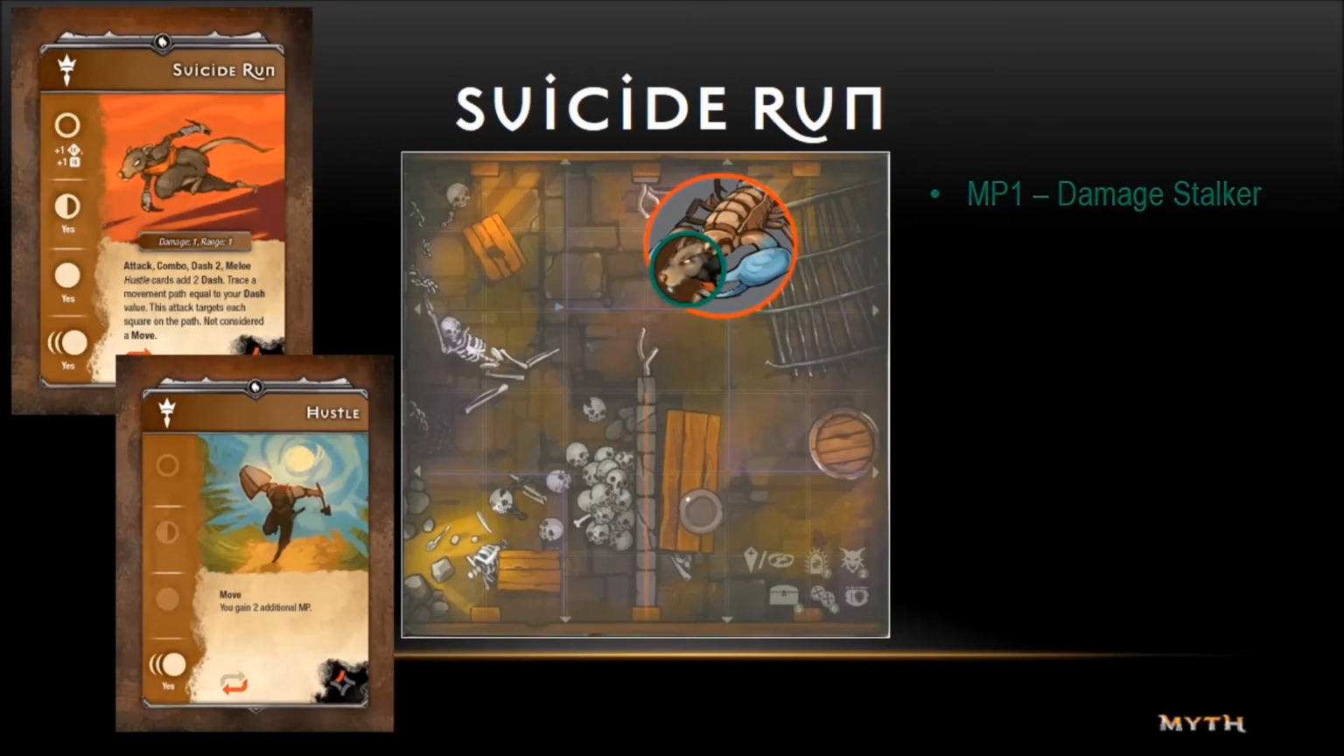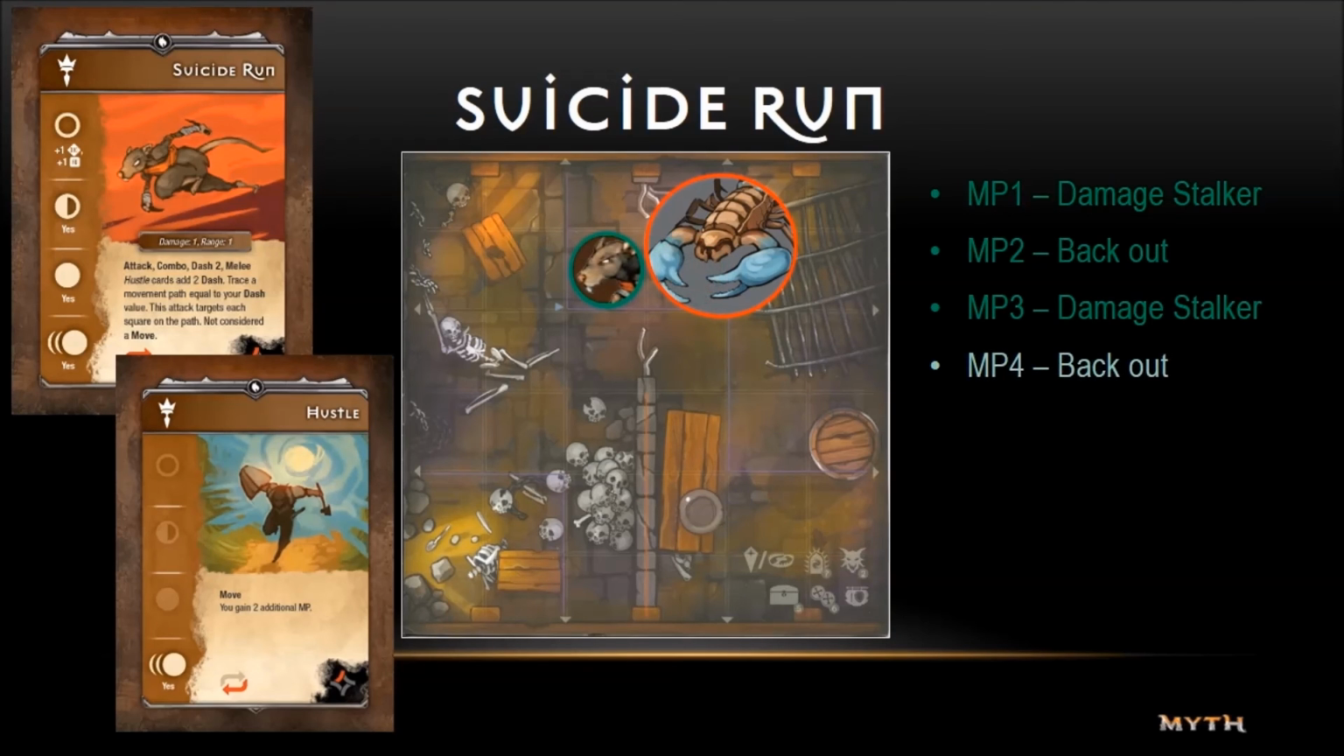Again, assuming a positive dice roll here. But my first movement point would be the 1 damage on the stalker. Then I could take the second movement and back to where I started, leaving me another movement point to go back in and do a second damage on the stalker, with the last point of movement to get me back out from the stalker. So those 4 movement points would allow me to do 2 damage on the captain.